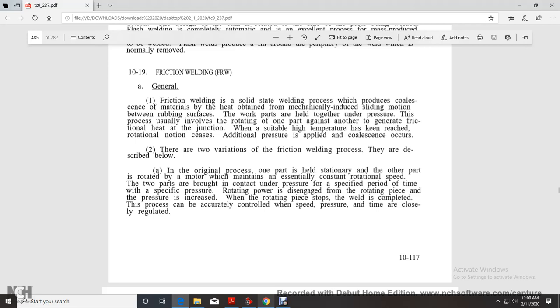Rotation then ceases, additional pressure is applied, and coalescence occurs. There are two variations of friction welding processes.